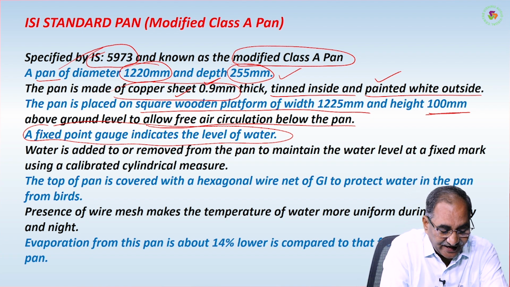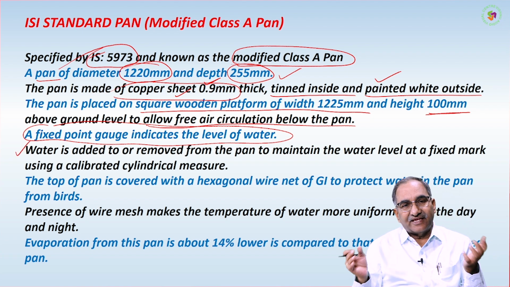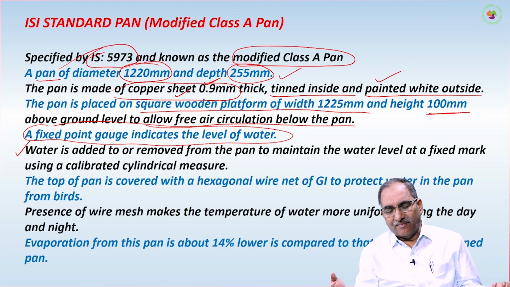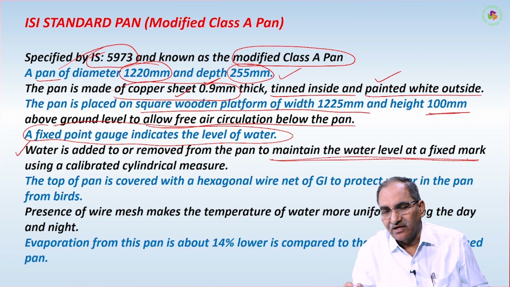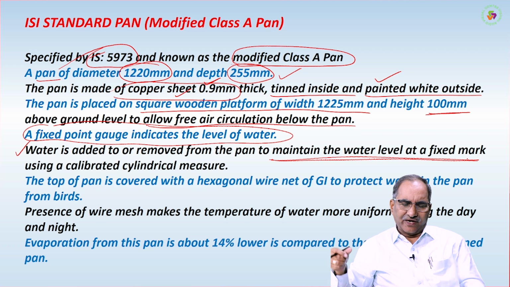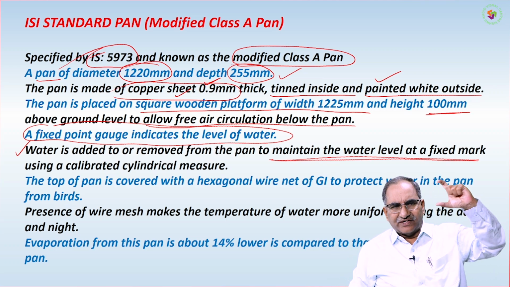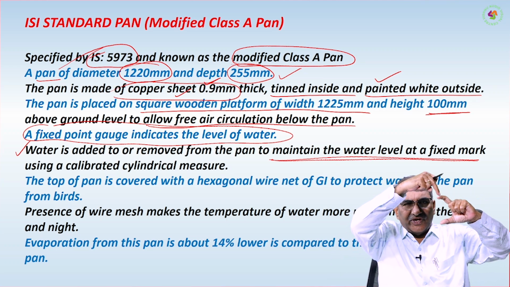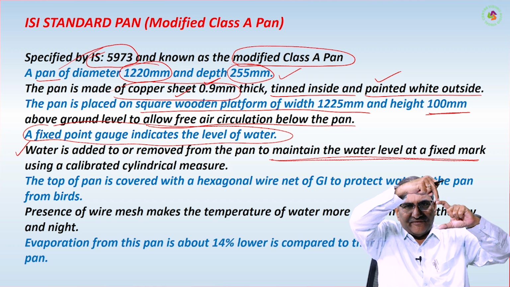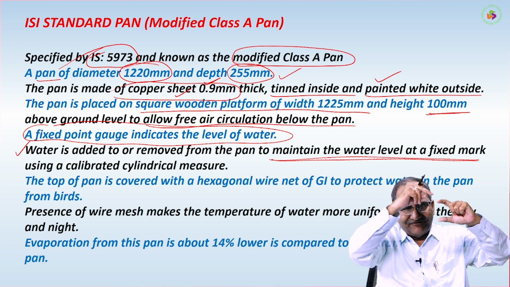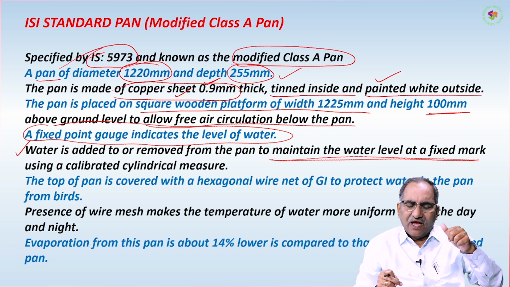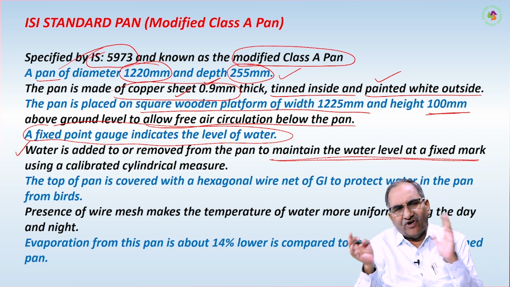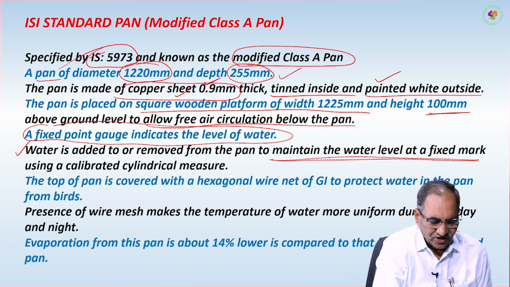Then, next principle, water is added to or removed from the pan to maintain the water level at a fixed mark. So inside I will make a fixed mark. Up to that we will add water actually, right? Then I measure the gauge. Next day morning I will come. So naturally this water level reduces. So that reduction in that level, how much we will say, and again I convert that depth into volume units using a calibrated cylindrical measure.